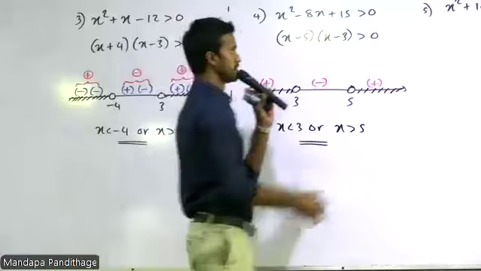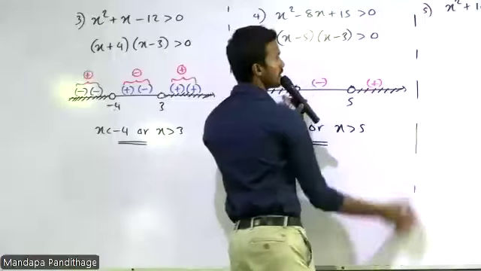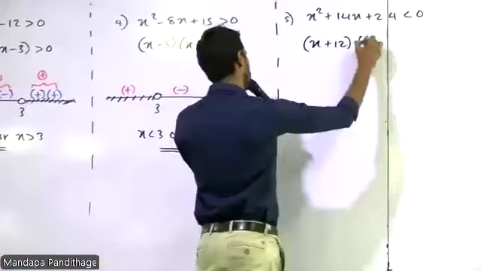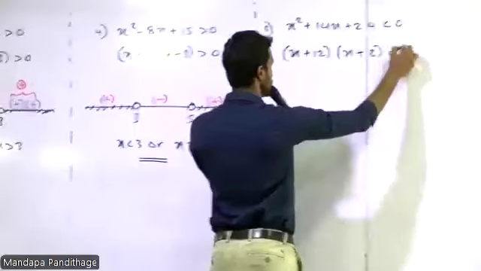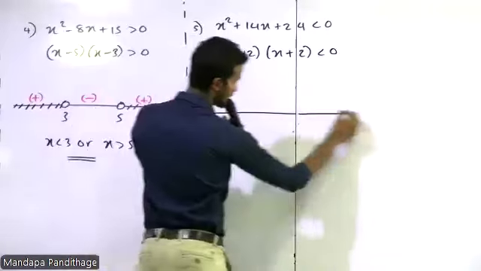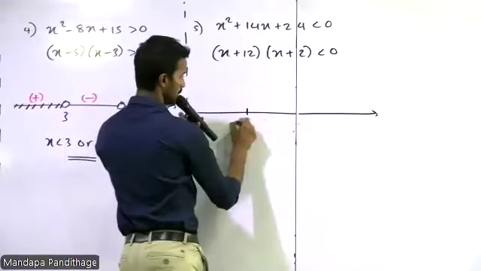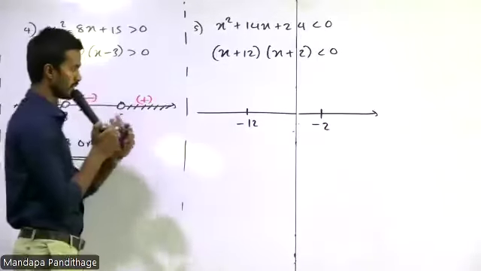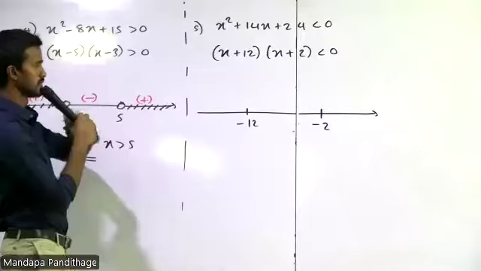Last one, first factorize this. (x + 12)(x + 2) is less than 0. Mark this on a number line: minus 12 and minus 2. Same drill. If you can write this in this way, it's much easier.